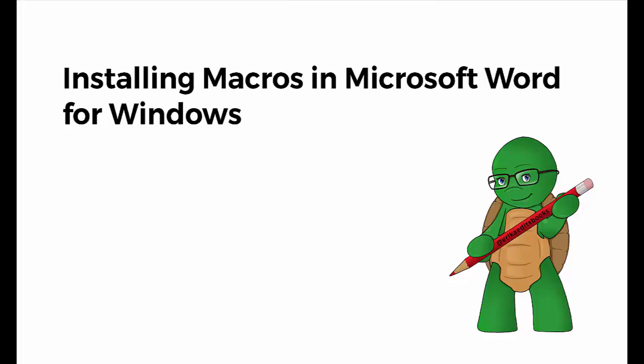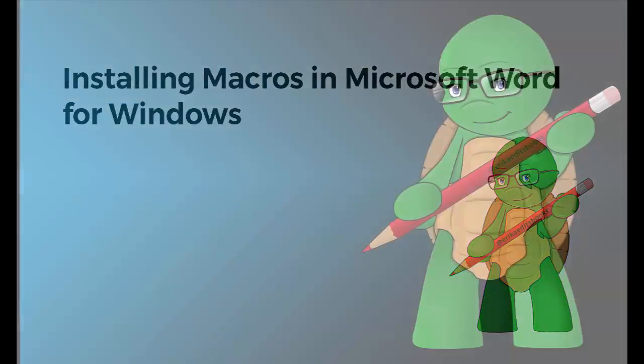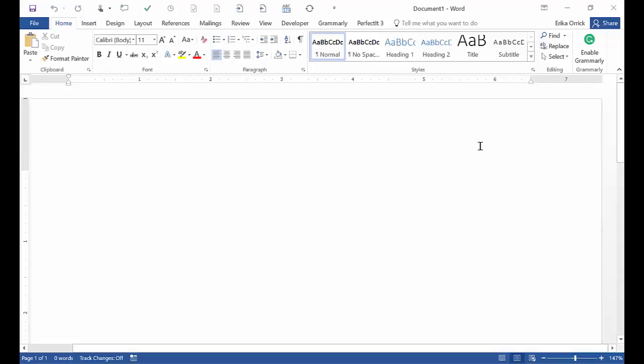All right, today I'm going to show you how to install a macro in Microsoft Word for Windows. There's a separate video that will show you how to do it on a Macintosh, so this video is geared towards the Windows versions of Microsoft Word. The first thing we're going to do is open a Word document. This is a blank document I had open.